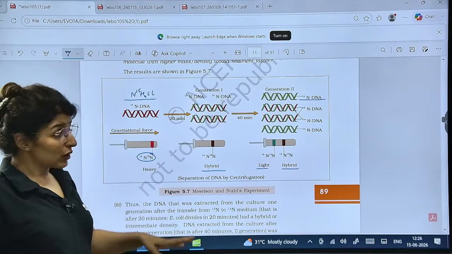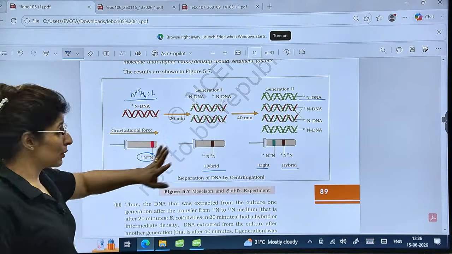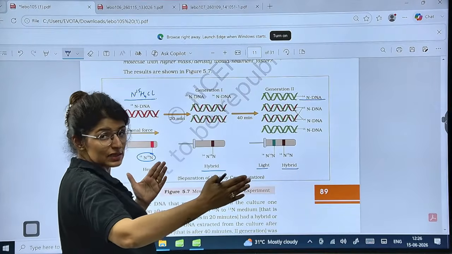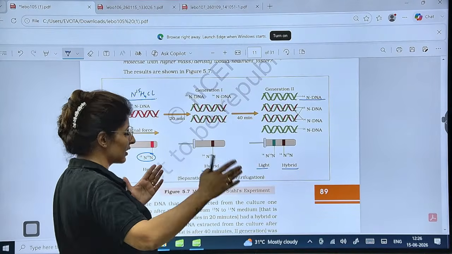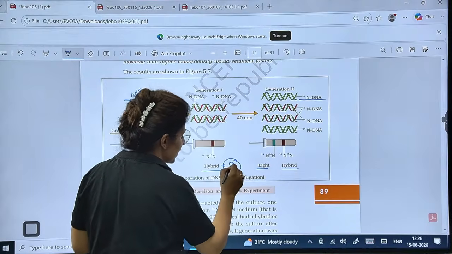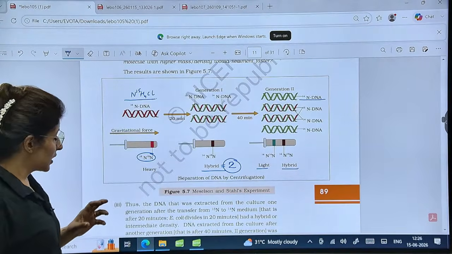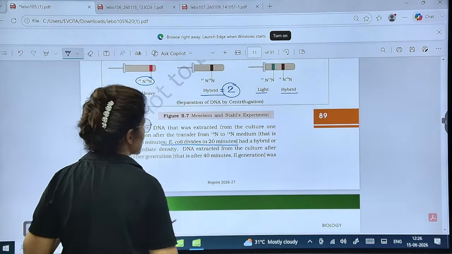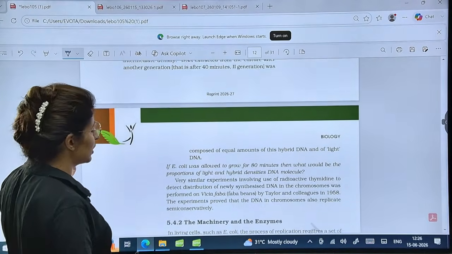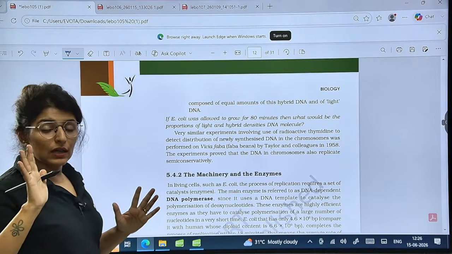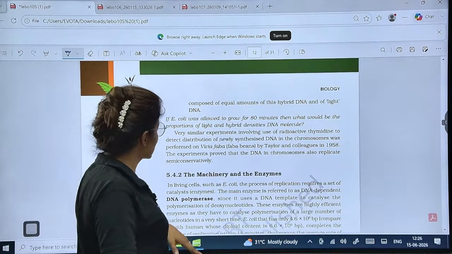Now, no matter what, we get some questions, numericals from this topic. No matter how many replication cycles have occurred, the number of hybrid strands will always remain 2. Is that clear? That will always remain 2. What is the replication time? That is 20 minutes. Is that clear to all? If you want to practice some more numericals with me, you will have to come for the special classes, guys.